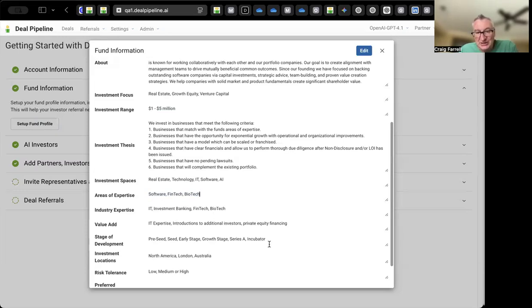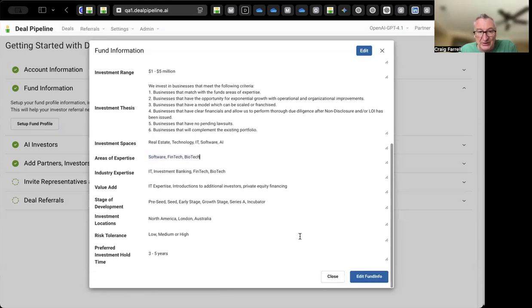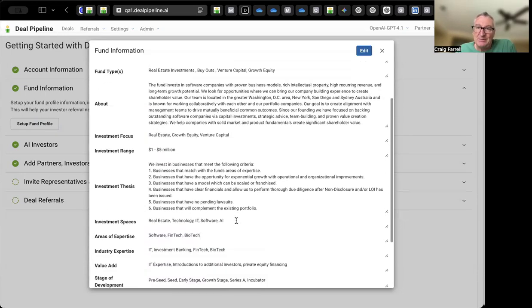Investment locations we like to invest in. I mean, geographical locations we tend to invest in. Our risk tolerance can be low, medium, high, or in this case, all of them. It doesn't really matter. And essentially our preferred hold time. You can put this information in and save that information, and then you put together a fund profile.